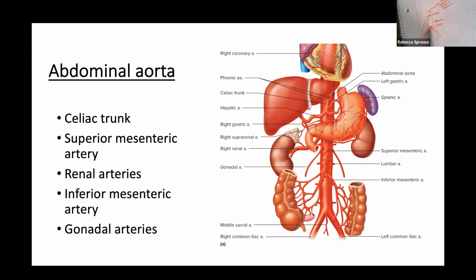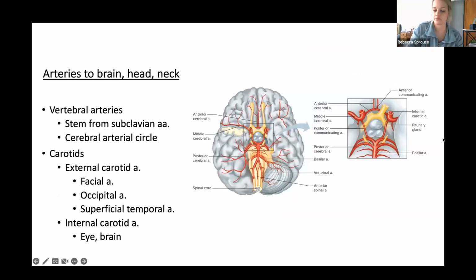So if you can translate all of these vascular systems into these mini sketches, that's what I would encourage you to do. Okay, so that is the abdominal aorta.